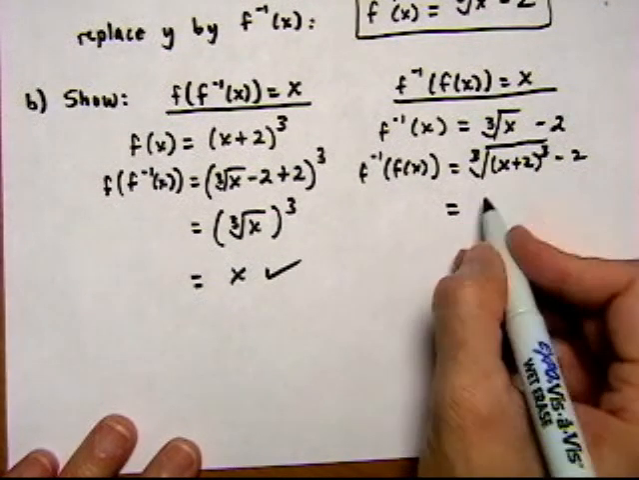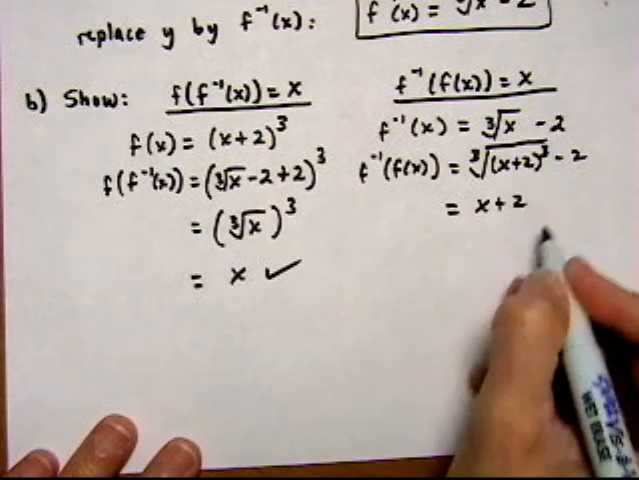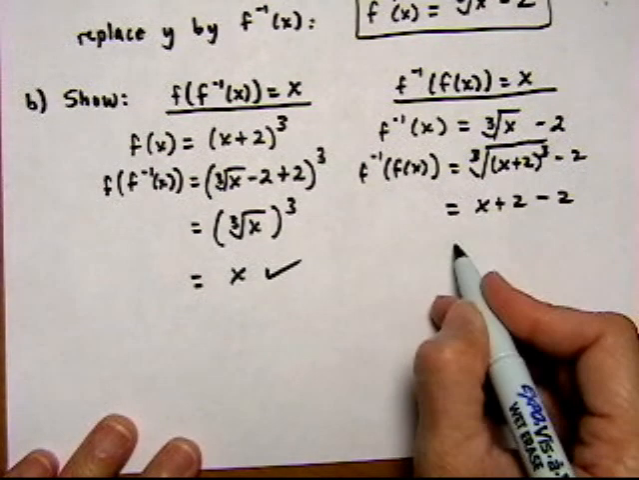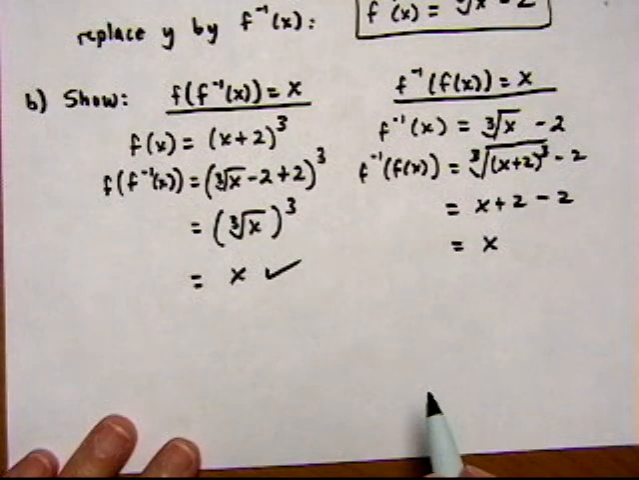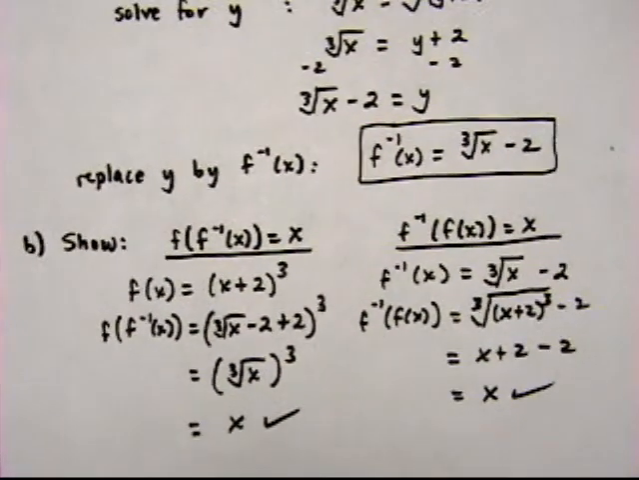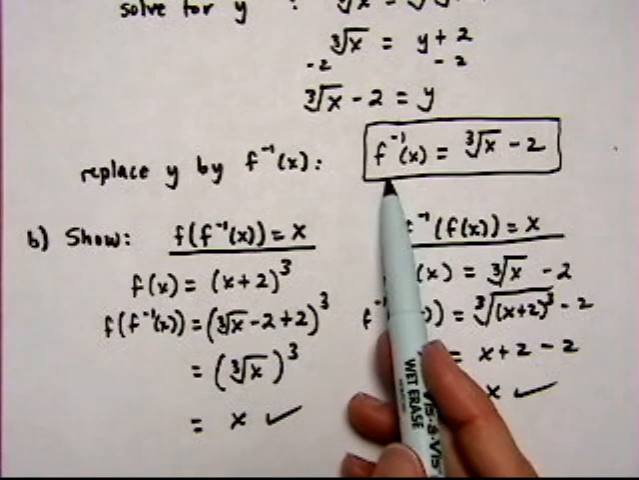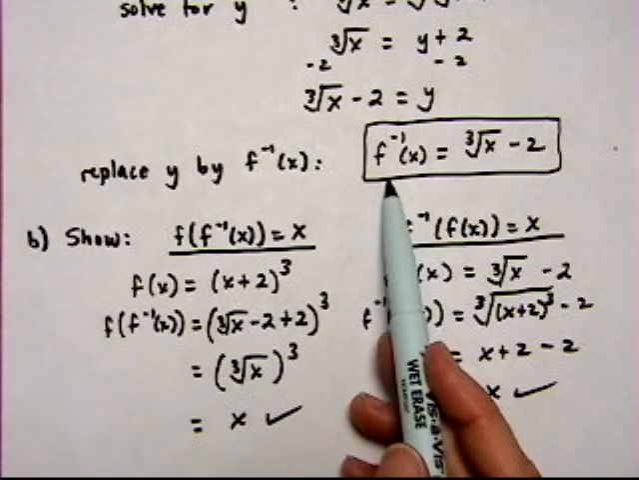Now cube rooting a cube gives us the insides, x + 2, bring down the minus 2, the 2's cancel out, and yes, we get x as our final output, which is what we would expect for inverse functions, because they undo each other. So this is our inverse function of f(x).